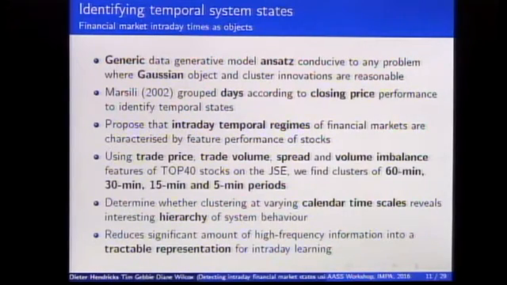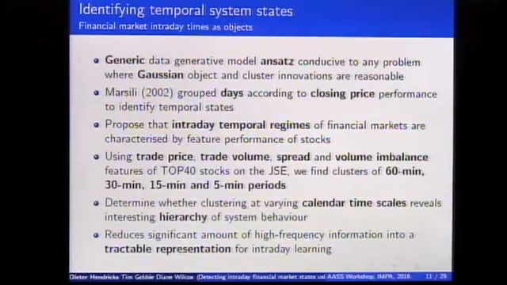Matteo Marsili did look at applying this procedure at grouping days in a year period based on the closing price performance as the feature to identify temporal states. And essentially what we're doing is we're extending this in some way to intraday temporal periods. So we're taking the top 40 stocks in our exchange. I think there's 42 stocks in the exchange.